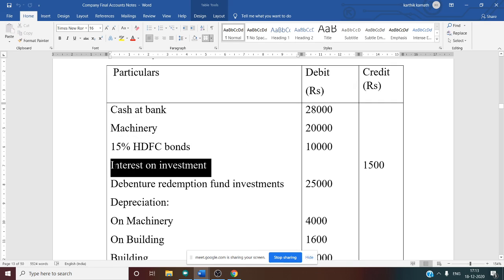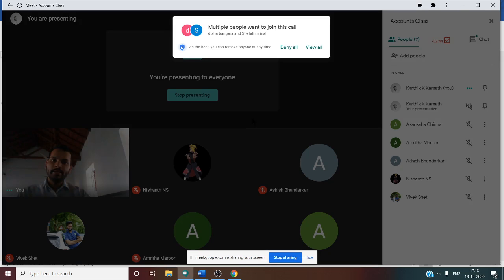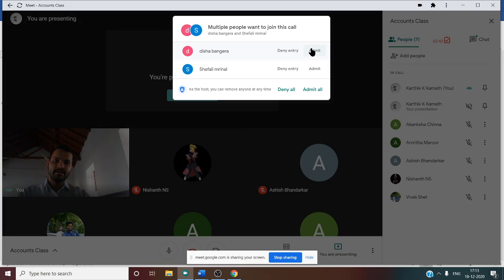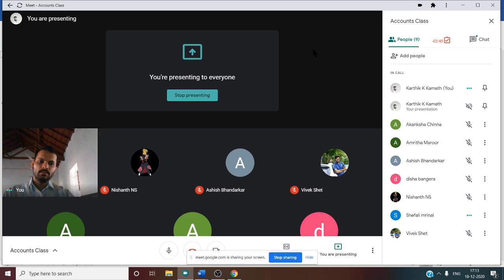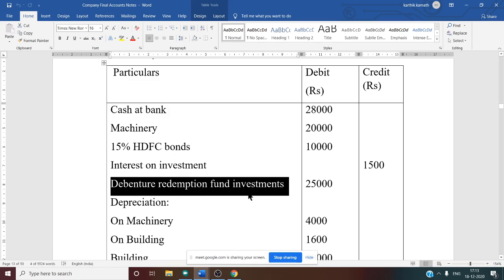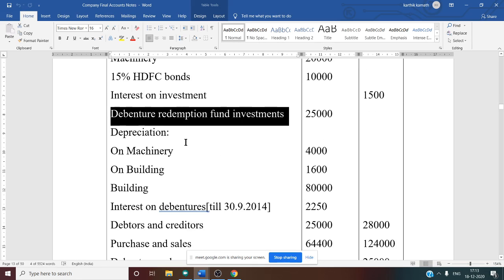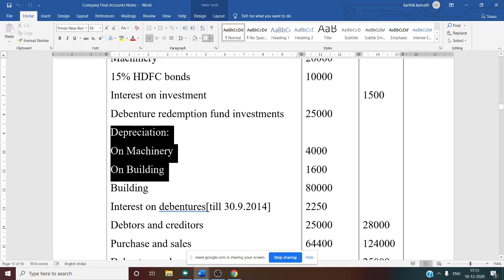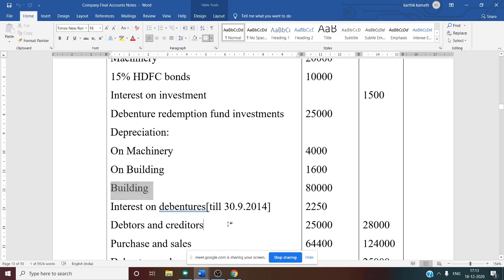Then interest on investment, that is other income. See this, interest on investment is other income. Other income, working note number 23, there you have to show. Debenture redemption fund is a fund category item. General reserve, you have to consider this one. Depreciation, within the trial balance, is given for machinery and building. So depreciation and amortization expenses, profit and loss working note number 29, you have to show. Building is a fixed asset, working note number 11.